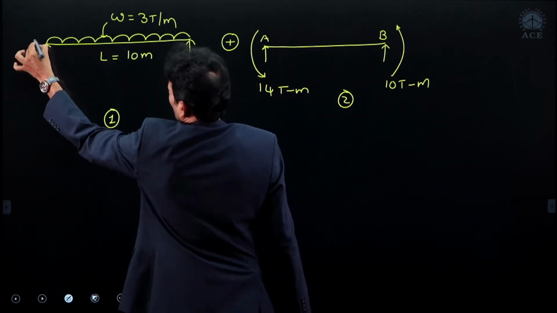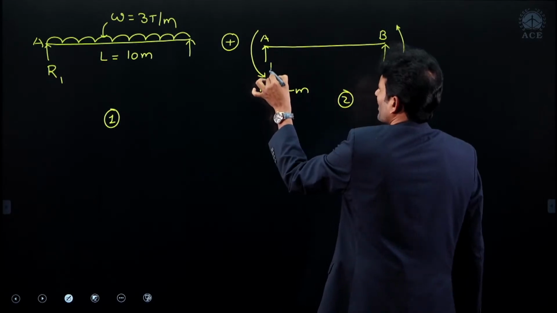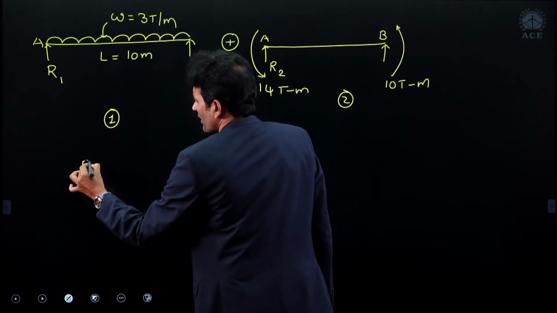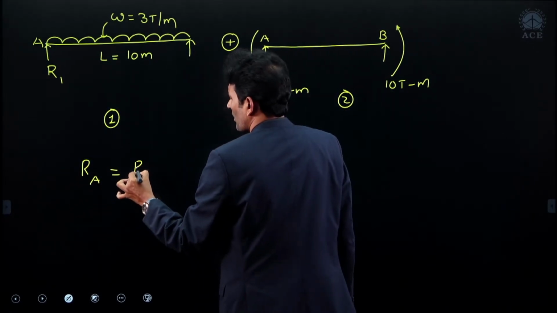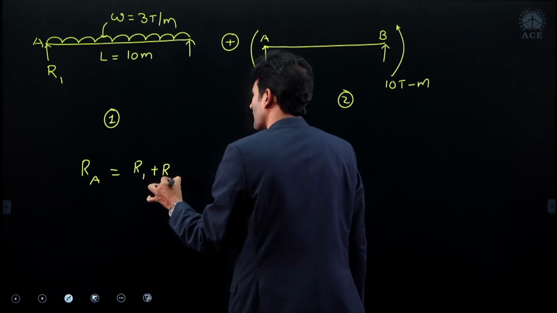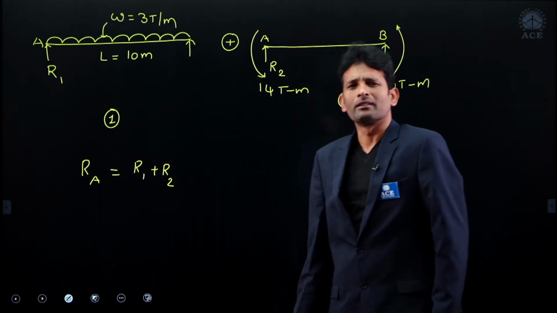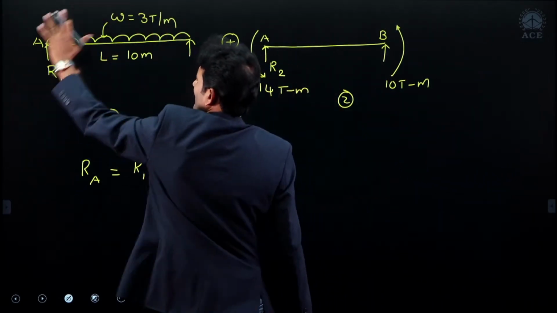Here I take the reaction as R1, and here I take the reaction as R2. So my objective is getting RA. How do I get RA? R1 plus R2 algebraically. If I have the RA value, then automatically I am getting the shear force at point A.